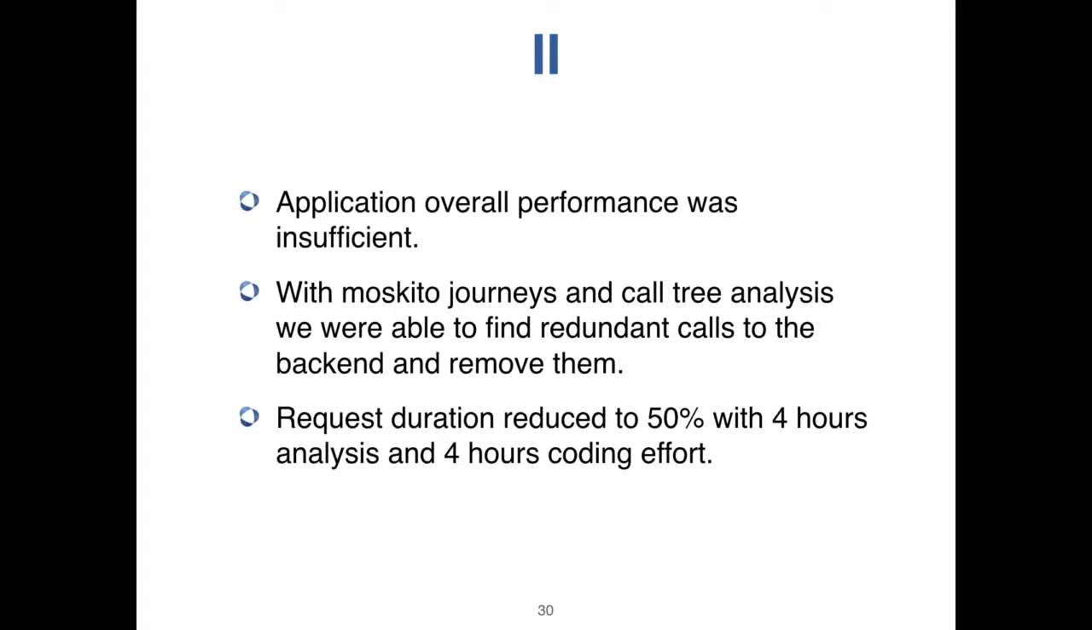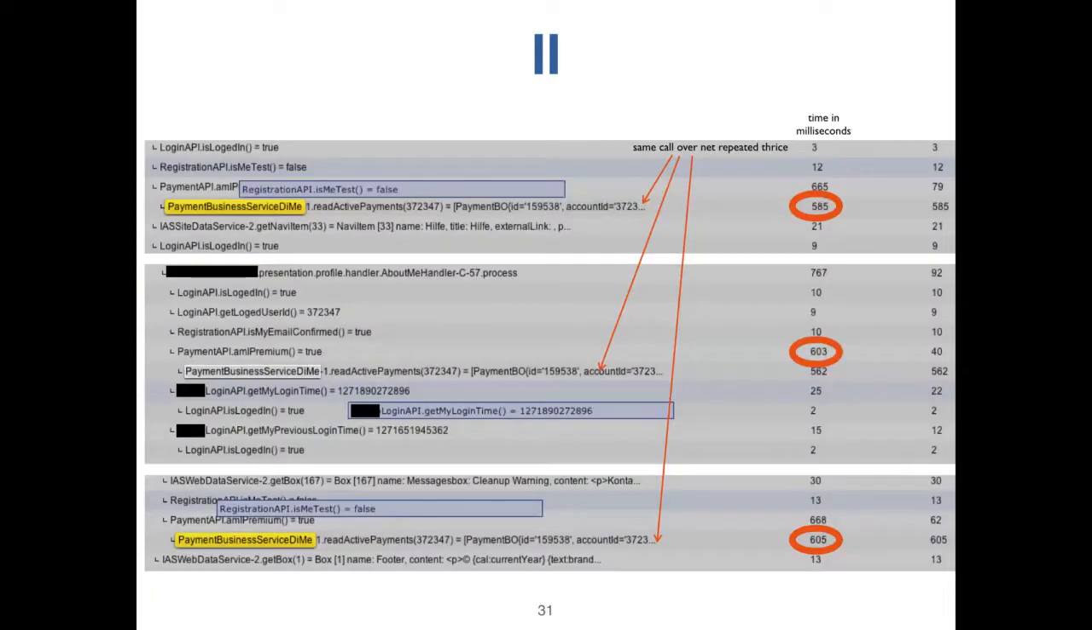Another thing happened with another customer of ours. They had a problem that the overall application performance was slow and some pages took forever to load. We made journeys for all important calls and then analyzed the call trees. Then we saw that there were redundant calls to the backend. As you see here, circled, there are three identical calls within one execution, every one of them taking 600 milliseconds, and by simply removing the second and third calls and caching the result after the first call, we were able to save 1 second of execution time.